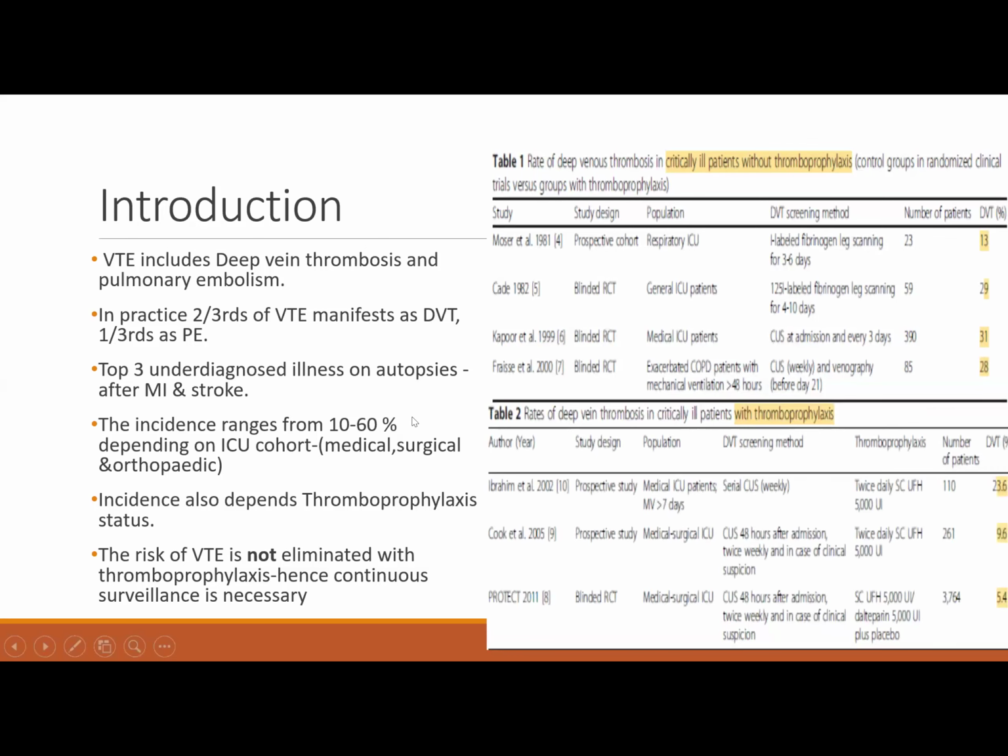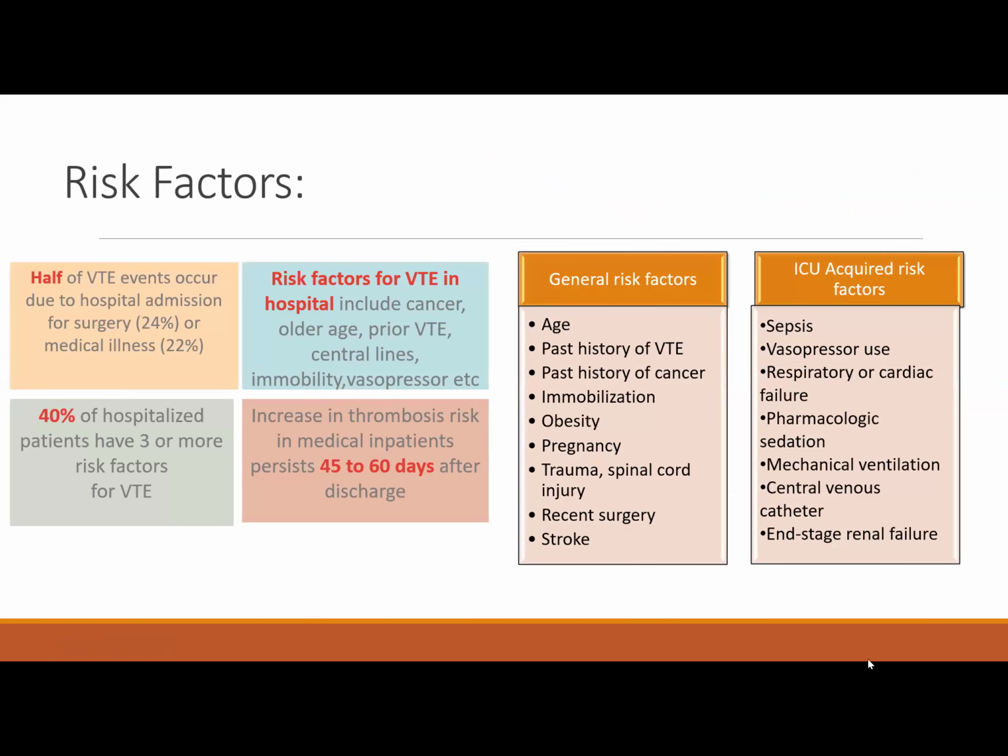As we can see here, the incidence without thromboprophylaxis ranges from 13 to 31%, whereas with thromboprophylaxis it ranges from 5 to 23%. Hence, the VTE risk is not eliminated with thromboprophylaxis, and continuous surveillance is necessary. Coming to the risk factors for venous thromboembolism, half of the VTE events occur during the hospital admission, with 24% of them being due to surgical reasons and 22% due to medical reasons.